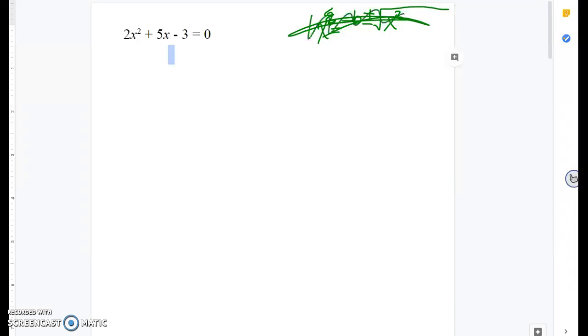Hi guys, just ignore this stuff up here. We are going to give you some examples with this quadratic formula stuff that we're talking about.